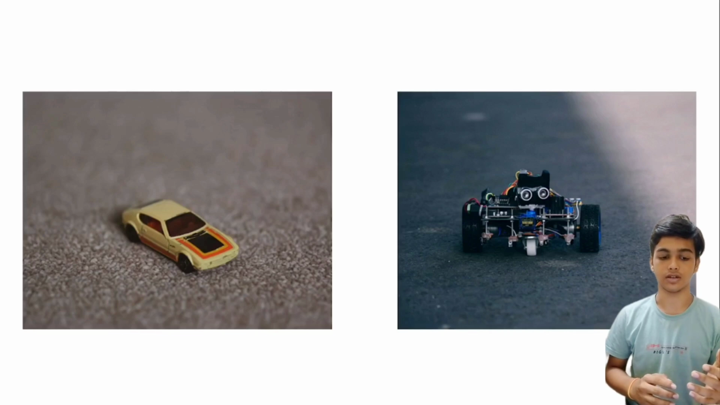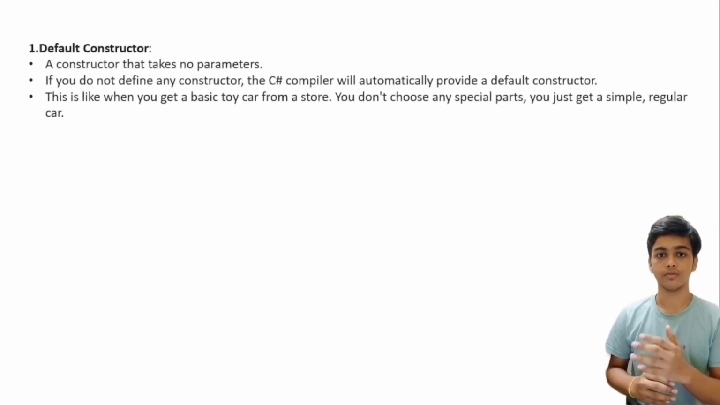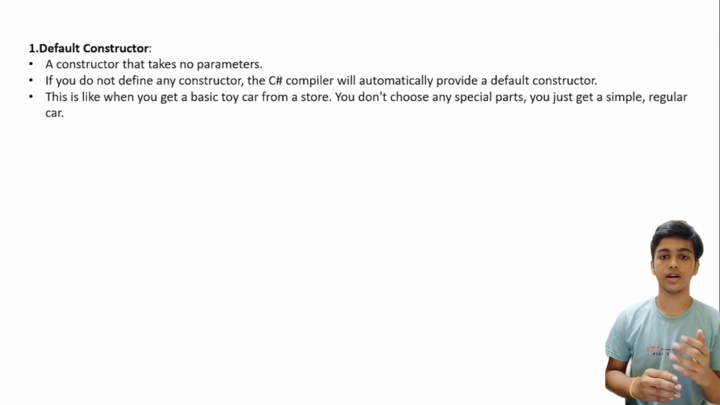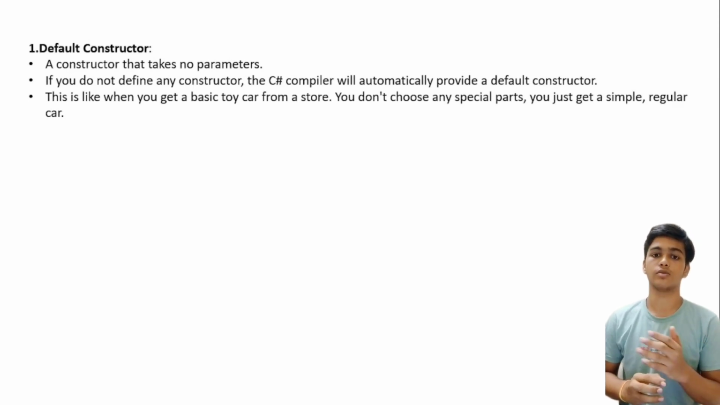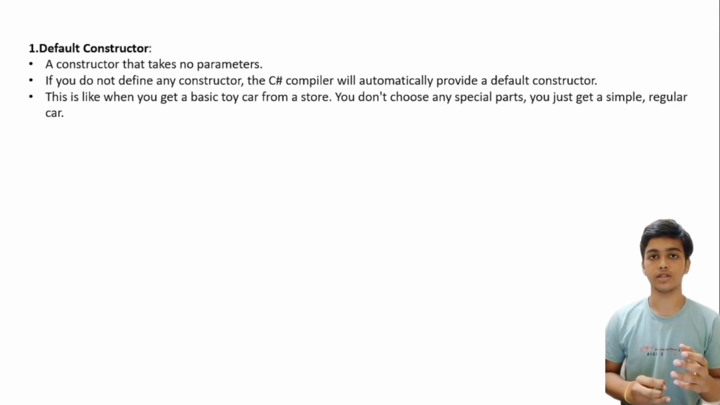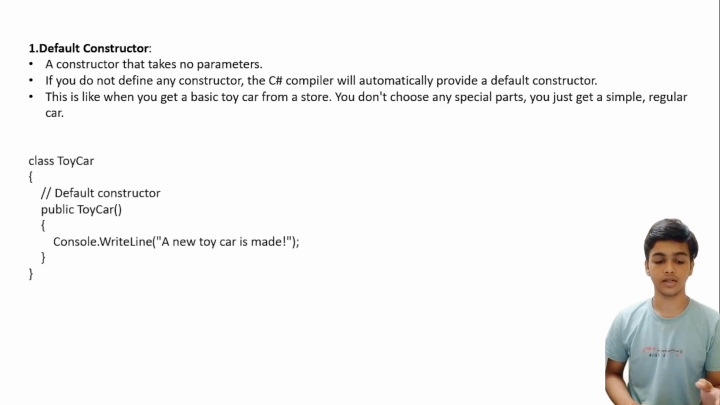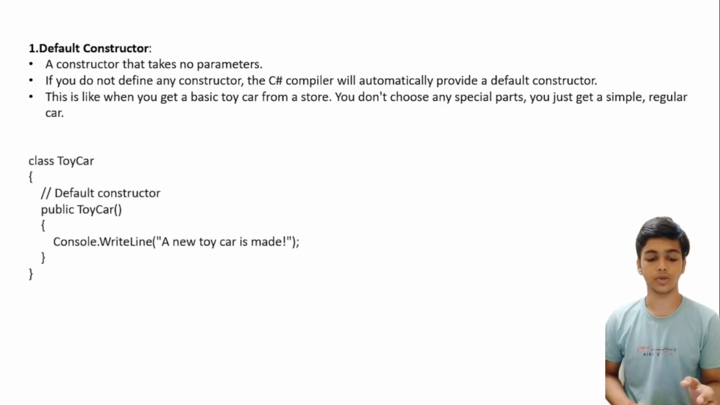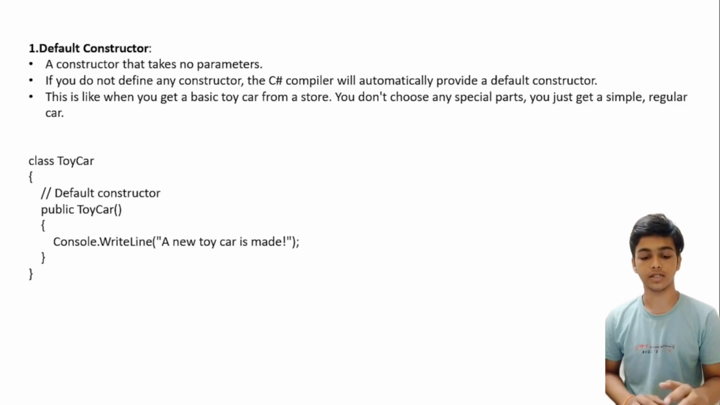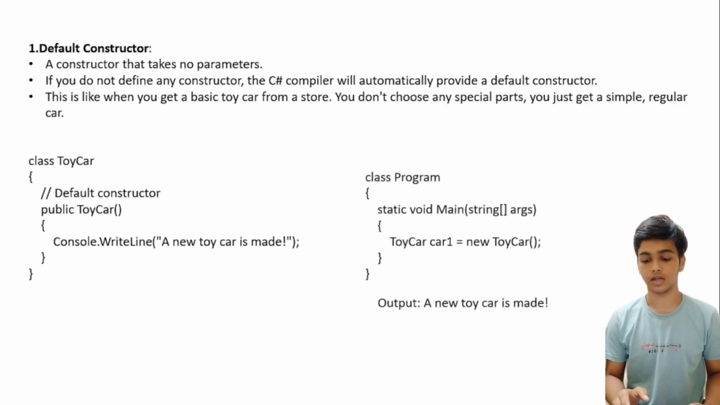Let's understand the default constructor. It is a constructor that takes no parameters, and if you do not define a constructor, the C# compiler will automatically provide a default constructor. This is like going to the toy shop and just buying the car displayed there. Here is the example. The class ToyCar is made and a constructor is created called public ToyCar, and the print statement is passed: a new toy car is made. When you create an object of the class and the code is executed, a new toy car is made has been printed.